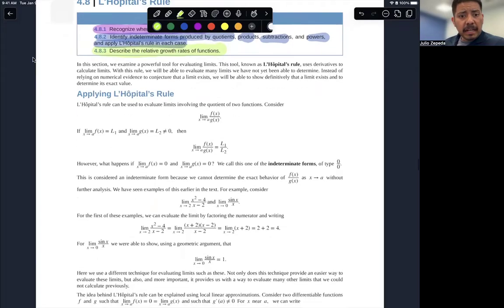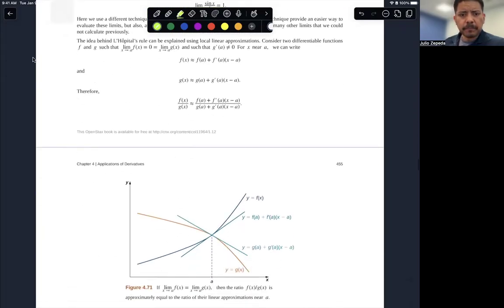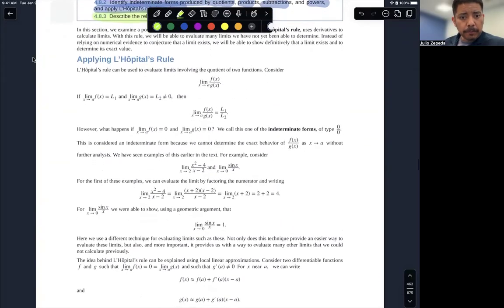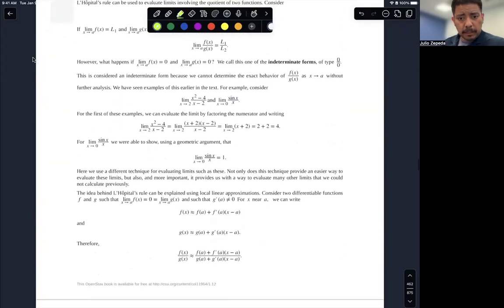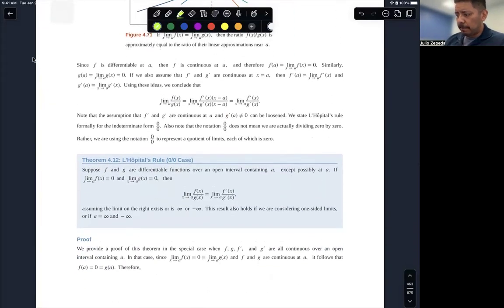Okay, so let's go ahead and take a look at L'Hopital's rule. Let's see, I'm sure they have the theorem in here somewhere. It looks like they have a proof of the theorem maybe in here somewhere. Yep. But essentially, this is what the theorem is. So suppose f and g are differentiable functions on an open interval containing a, except possibly at a.